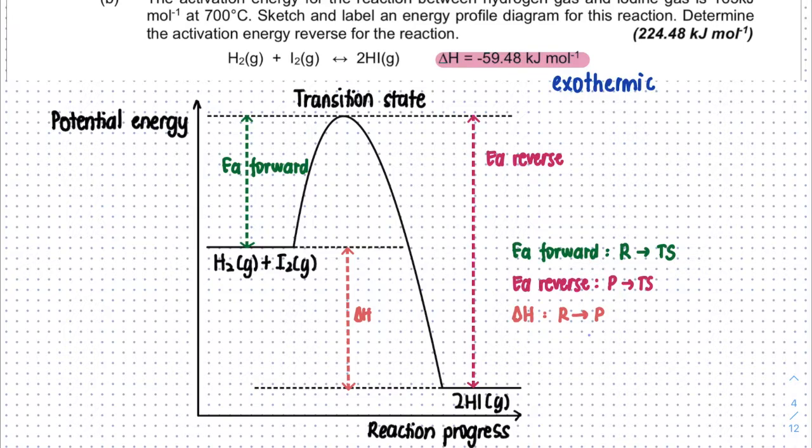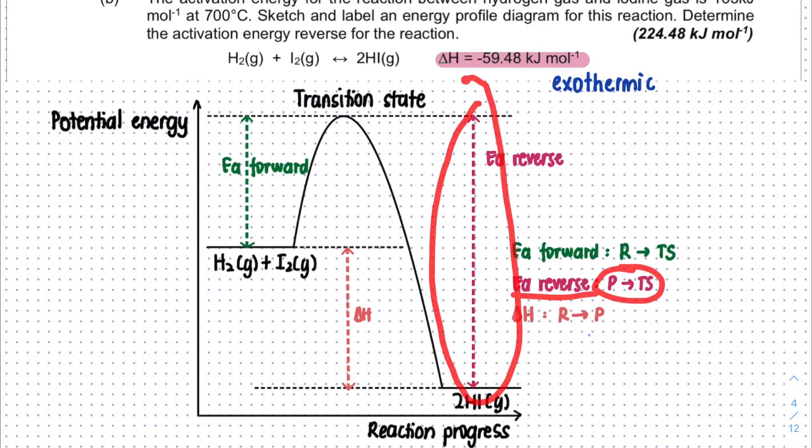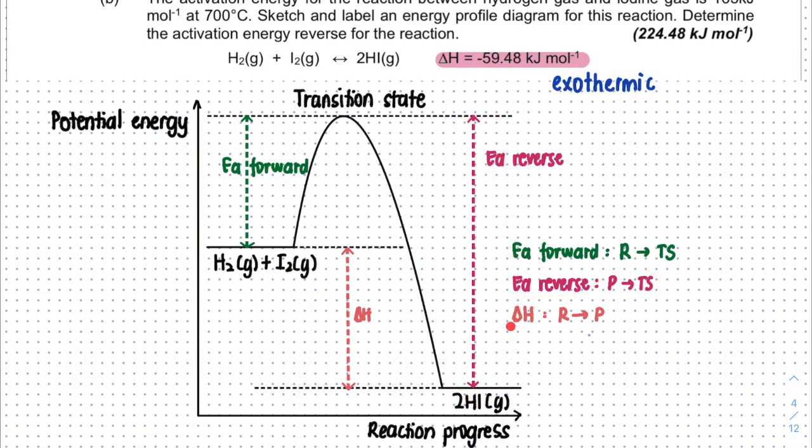Okay, besides that, we have to label activation energy forward, activation energy reverse, and delta H. Activation energy forward is from reactant to transition state. This one. Next is activation energy reverse, product to transition state. And delta H is reactant to product. This is reactant, this is product.